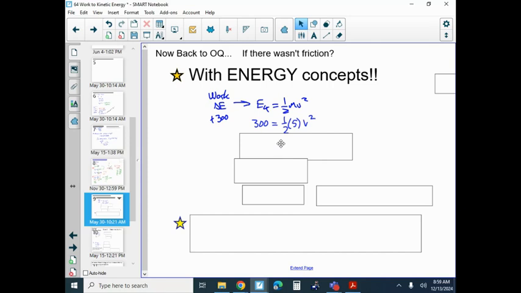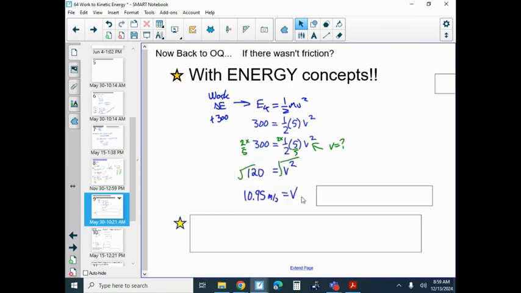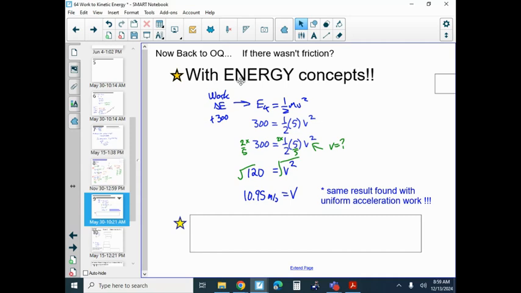We just solve for V, right? Divide both sides by 5, multiply both sides by 2, and then of course we have to take the square root of both sides. And guess what? 10.95, right? Just like we found. So this is getting the final velocity based on energy concepts, as it says here.